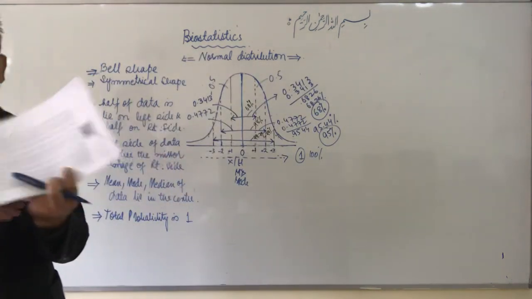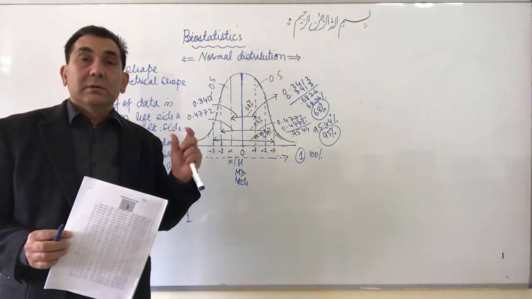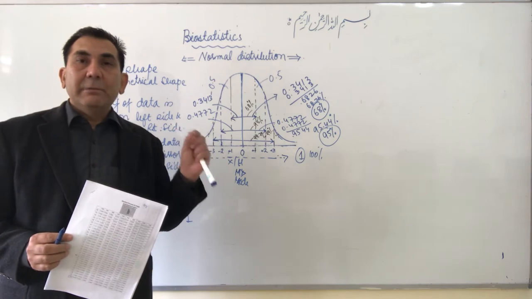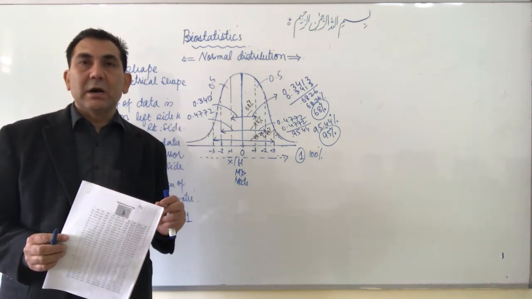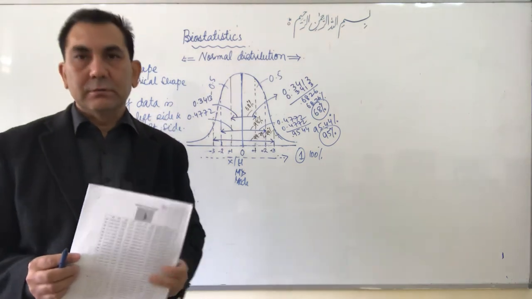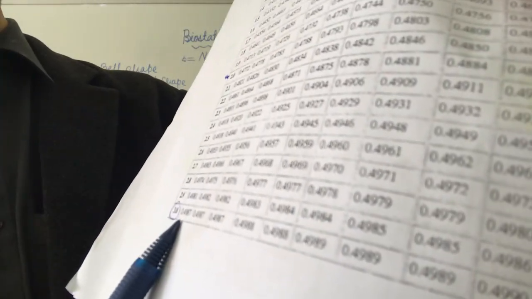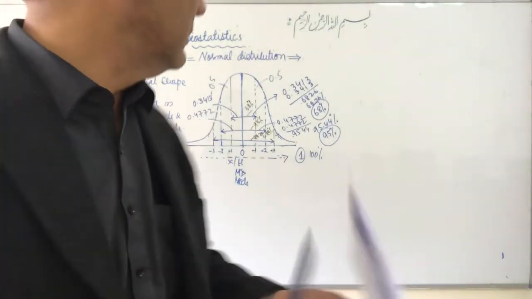Now, the third property we said is that 99.7% of the data lies under the normal curve within three standard deviations. Again, we will use the Z table. If you see here, this is a 3 and the column is 0.00, so adding up it becomes 3. Now see the value, 0.4987.